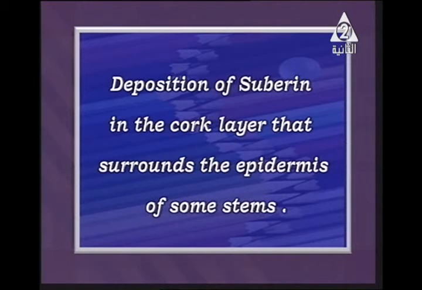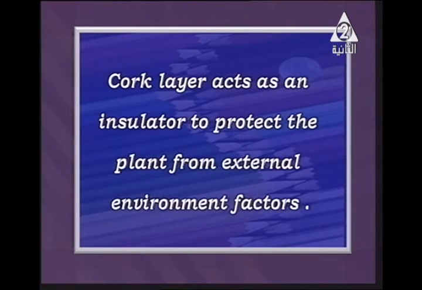And we have a lot of examples, such as the deposition of suberin in the cork layer that surrounds the epidermis of some stems of the plant. The cork layer acts as an insulator to protect the plant from the external environment, like what? External environment like drought, very high temperature or low temperature, and so on. Those are called external environmental factors.